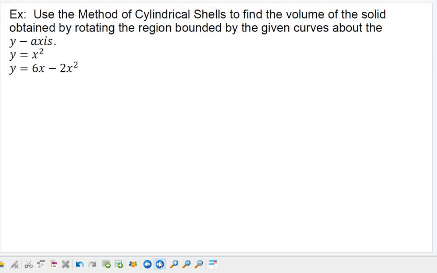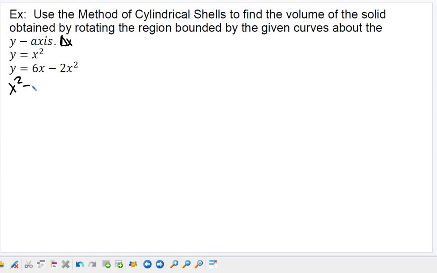Alright, so method of cylindrical shells, rotating the given curves about the y-axis. So again, if I know I'm rotating about the y-axis, it should be delta x. So we probably need to figure out where these intersect. It may not just be the first quadrant, but we need to figure that out.